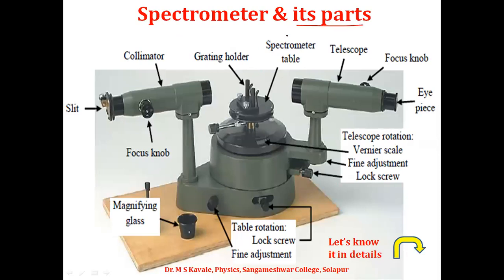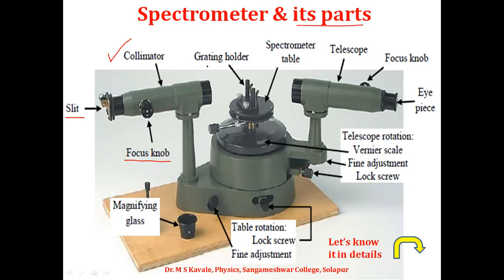Okay, so we shall study the parts of the spectrometer in this next slide, the spectrometer and its parts. If I start from the left hand side of my screen, first one is the slit. After the slit we have a collimator. Below the collimator, focus knob is written, but the focus knob is located at the center of the collimator.